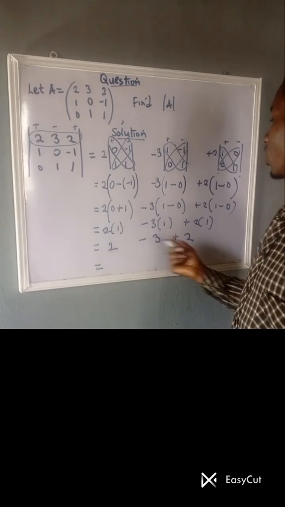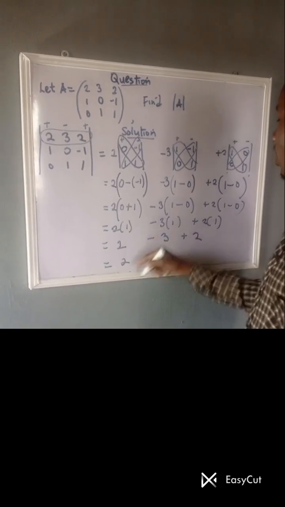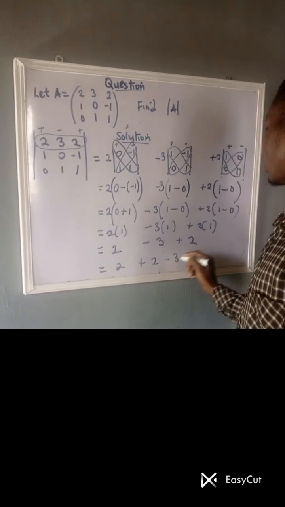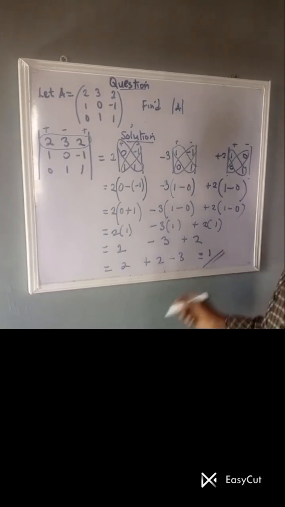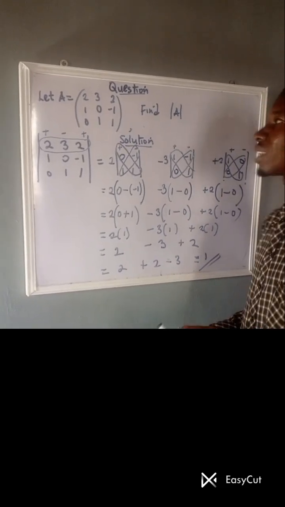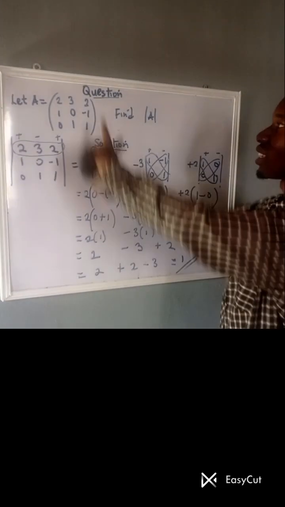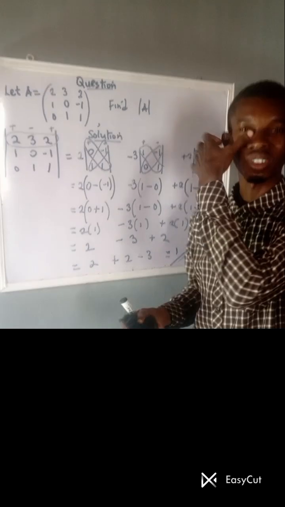So we solve this using board maths. We do our addition first. So 2 plus 2, then this one goes back, minus 3. So 2 plus 2 is 4. Minus 3 is what? 1. So the determinant is 1. So remember, the determinant converts a whole matrix into a scalar. So we've converted a whole matrix into a scalar, which is a single value. So that's how to find determinants.